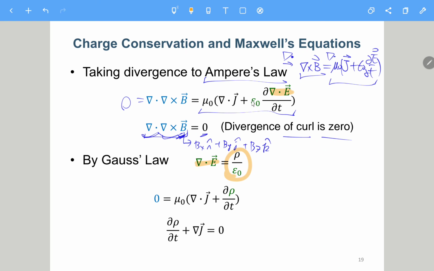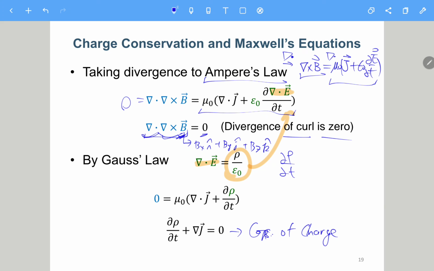So this epsilon naught and epsilon naught cancel each other, and this term becomes partial rho partial T. Then the first one is nothing but mu naught times the divergence of J, plus partial rho partial T. Of course mu naught is not 0, so we can cancel it. It turns out to be partial rho partial T plus the divergence of J equals 0, which is actually the conservation of charge.